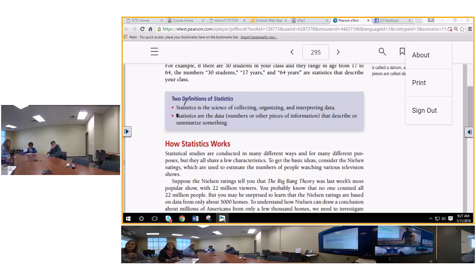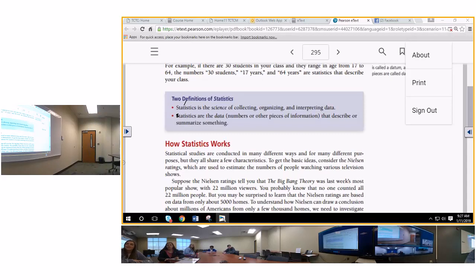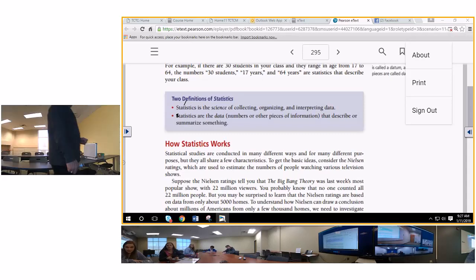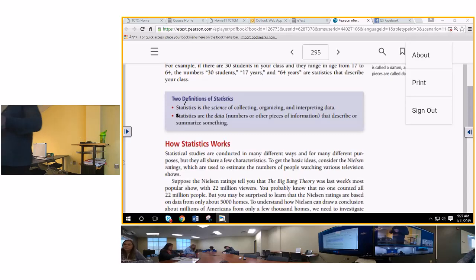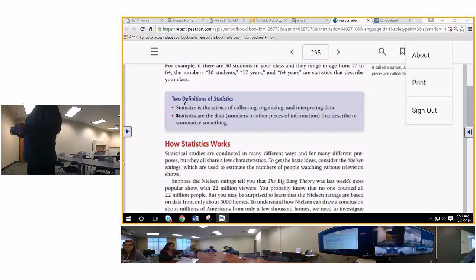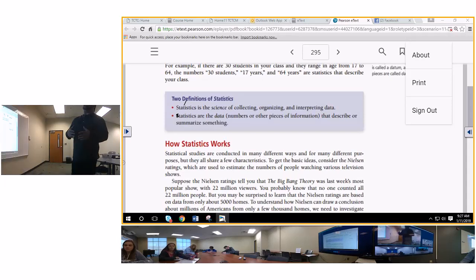Capital S Statistics is the science of collecting, organizing, and interpreting data. Okay? So when you see a capital S, that means the science, the math. When you have a lowercase s, that means the data, meaning what the numbers represent. In other words, we'll get to that in just a minute.